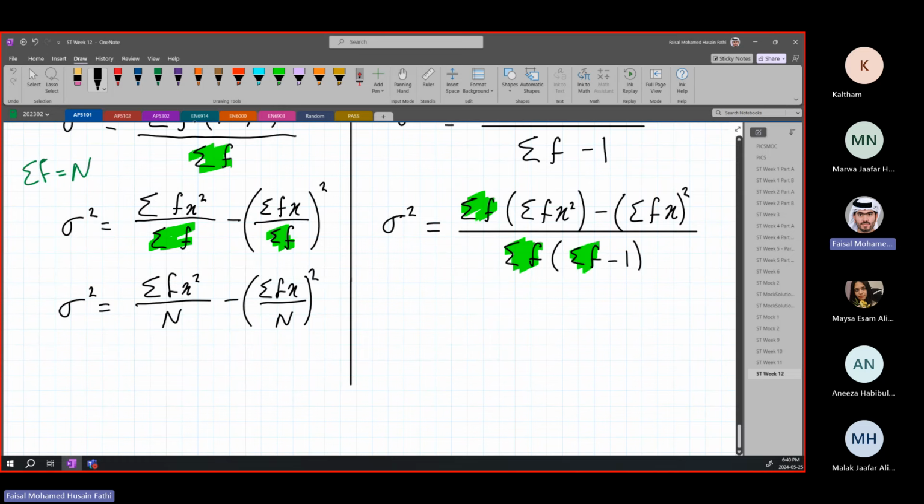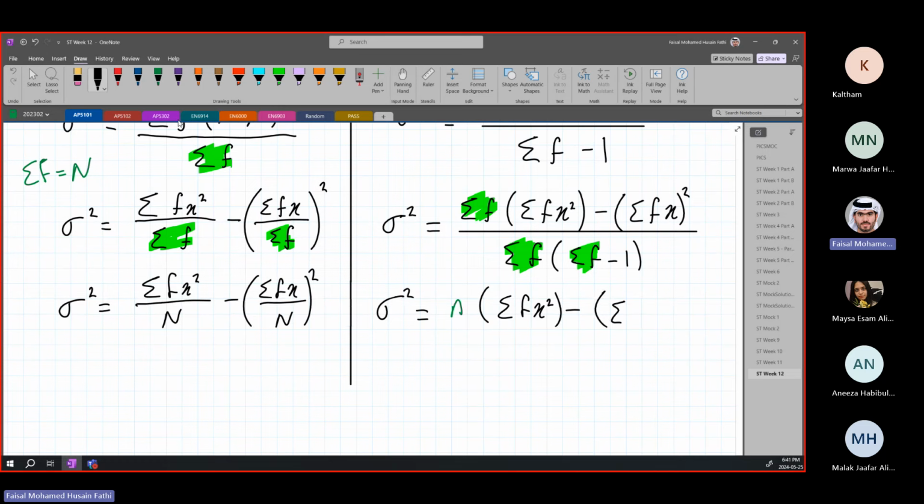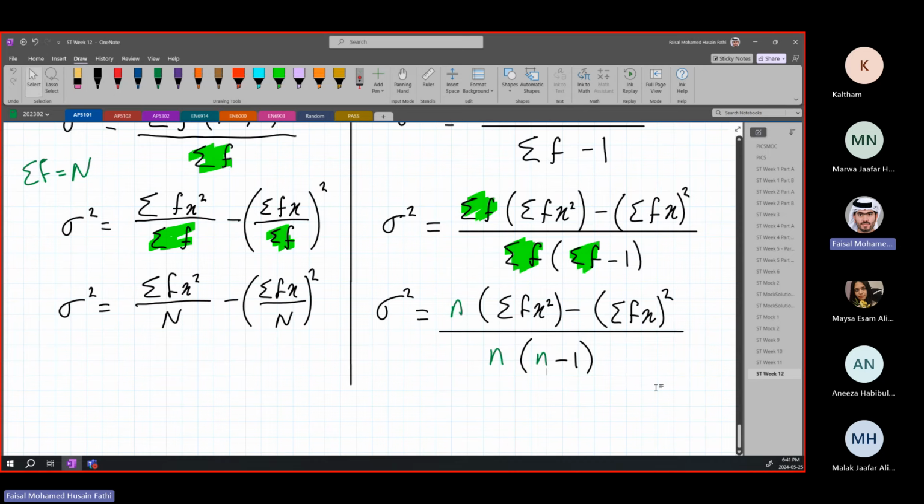Same thing for the sample variance. Sigma squared is going to be equal to n times, actually here they usually use small n, times sigma fx squared minus sigma fx all squared, divided by n into n minus 1. This is the only difference that you have. I just put n instead. Now it looks a bit cleaner.